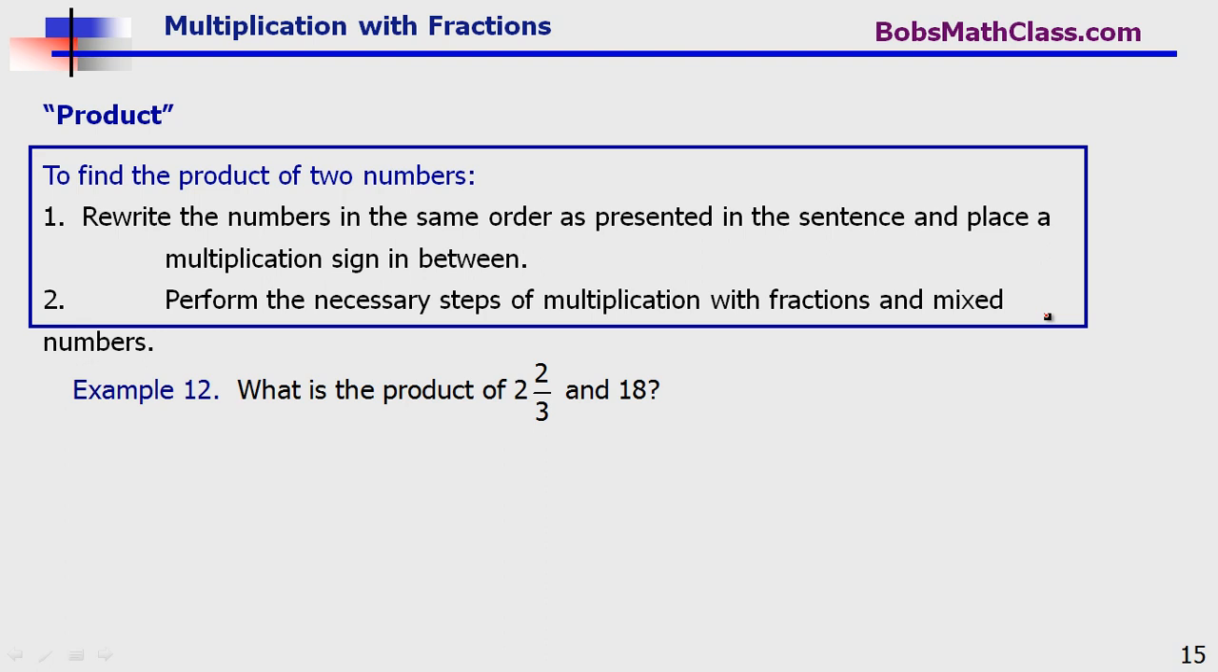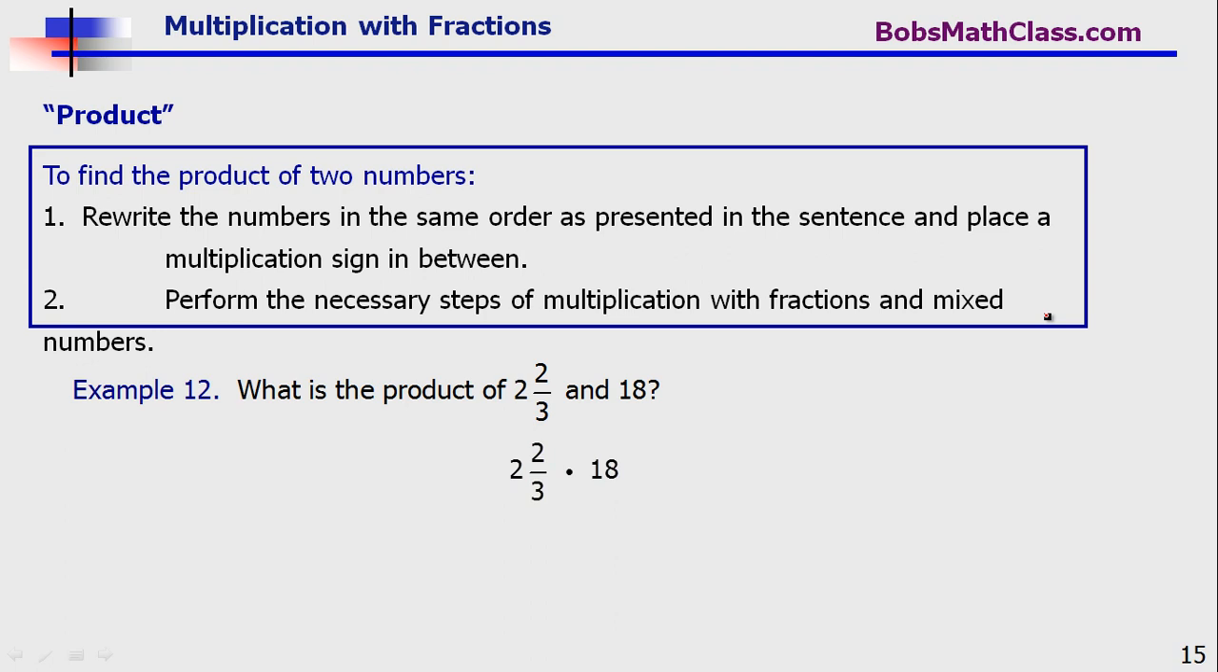So example 12, what is the product of 2 and 2/3 and 18? The word product means multiplication. All we're going to do is put a multiplication symbol in between those two numbers. And actually, does it matter what order you write the numbers? No, because multiplication is commutative. So the order does not matter in multiplication. But usually we just put it in the same order as presented.